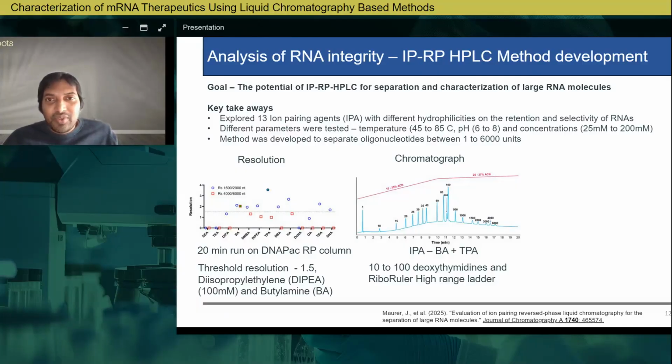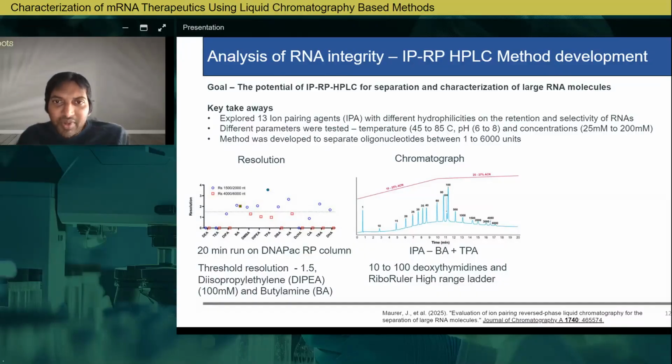Once they started to play with the reverse phase condition with acetonitrile, what they observed was a 20-minute run. They used 10 to 100 deoxythymidines and the ribo-ruler high molecular range, which is from 200 to 6,000. And in this method they were able to specifically segregate these individual molecules on this 20-minute run on the column. They were using the same column, the DNAPac RP column, at this point.